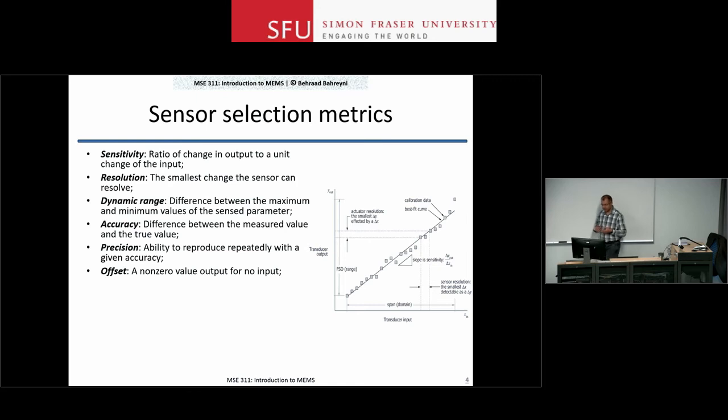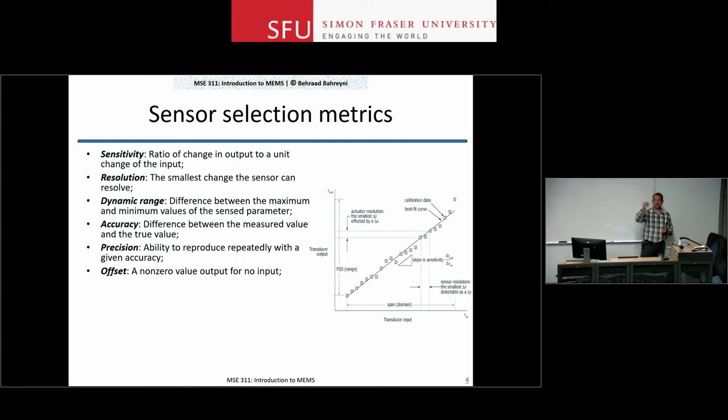Offset is the non-zero output of your sensor even though your input is zero. So you've seen this for electronic systems. You know, your op-amps had offset voltages, a few millivolts, even though the input was zero. Sensors can behave the same way. In many cases, that offset is due to some systemic asymmetry in your system at your MEMS level or electronic level, but it's usually not easy to cancel it. You know, you have to just deal with it in some other way.